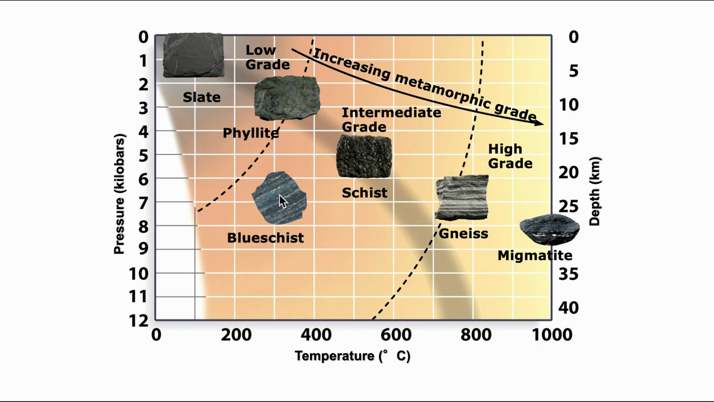Alternatively, if the pressure increases but the temperature does not, we can transition from low-grade phyllites to blueschist. And a blueschist is just that. It's a blue schist. It tends to be harder, though. It doesn't split as easily, at least in my experience, as your intermediate grade traditional schist.